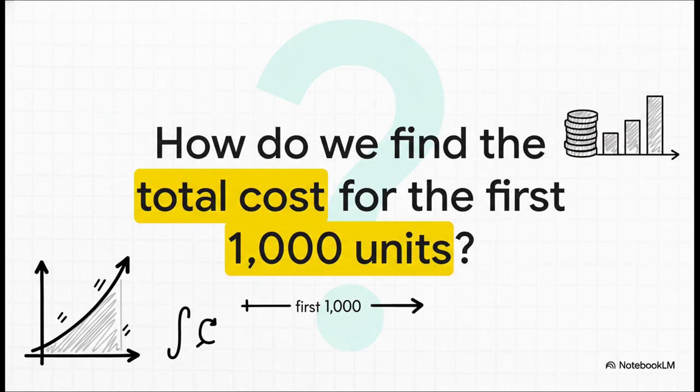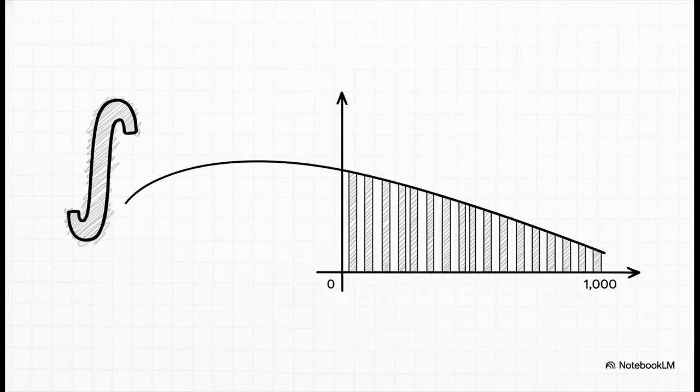We have this dynamic, living function that tells us the cost at any single point. So how in the world do we use this rate of change to find the total accumulated cost for that whole production run of the first 1,000 units? Well, by now you've probably guessed it. The solution, the only way to do this accurately, is to integrate.